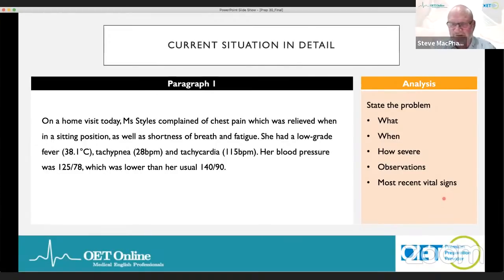Doctors in the audience, is this what you want to know first? Is this the information you're after? If you're the admitting doctor, is this what you need to know to help you continue the care? Or would you rather get the background information that she's got diabetes, that she's got hypertension? What would you prefer if you were going to continue the care? That is my question to you.